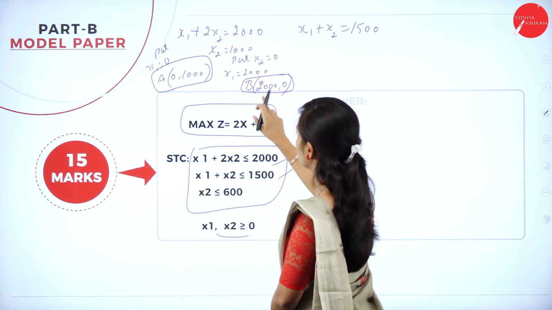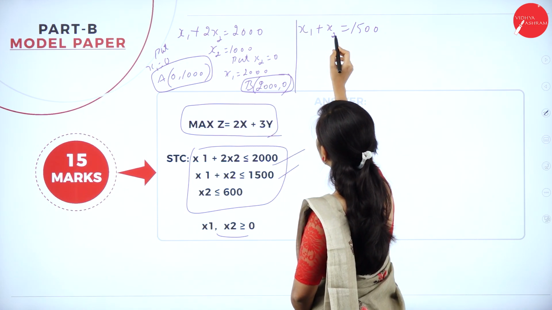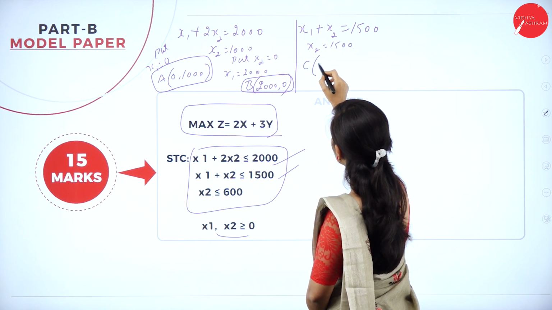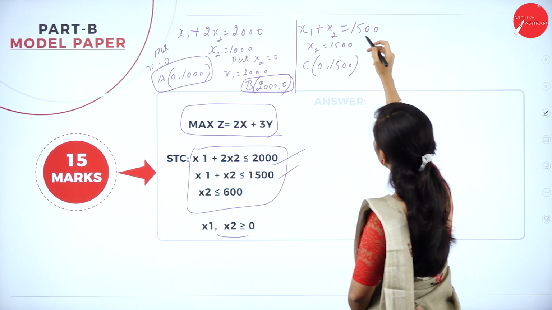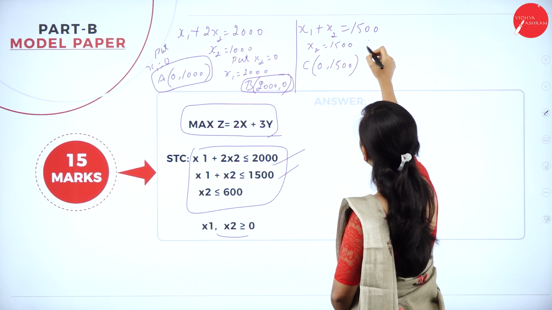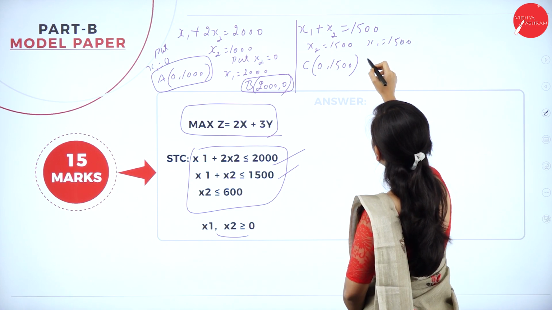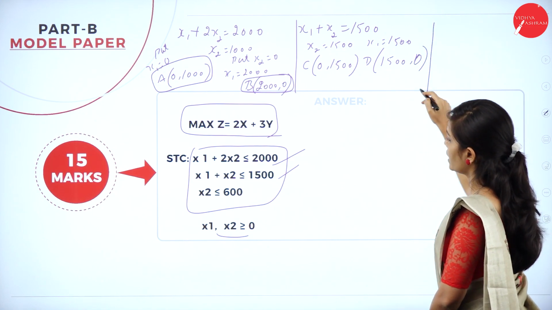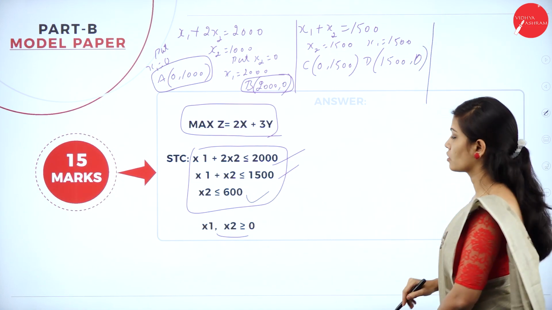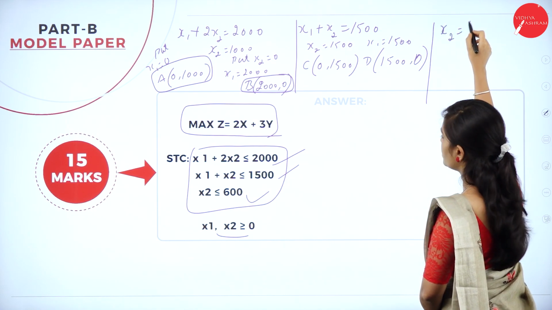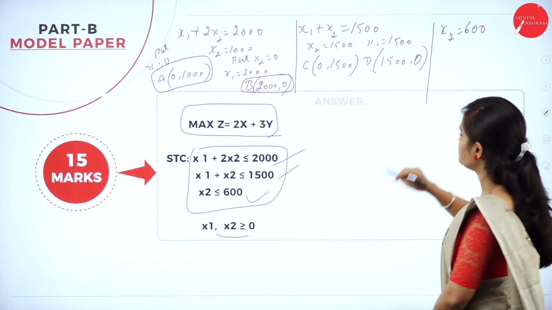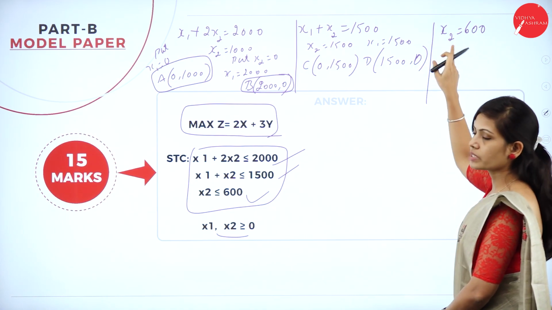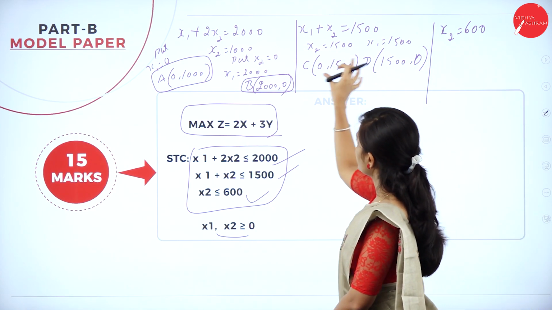In the first constraint, you got 2 points. And put x1 is equal to 0, x2 is 1500, so point C is (0, 1500). Put x2 is equal to 0, x1 is equal to 1500, so point D is (1500, 0). And you have one more constraint with one constant value, that is x2 is equal to 600. Clear? Now, we can't do anything for this constraint, we can't apply anything. So, x2 is equal to 600. So, now totally we have 5 points.